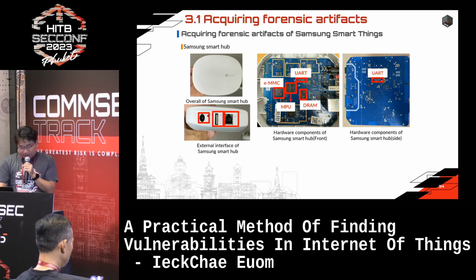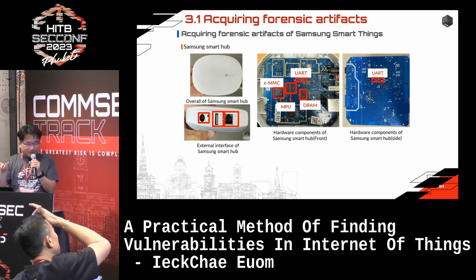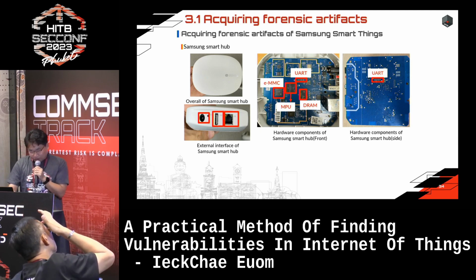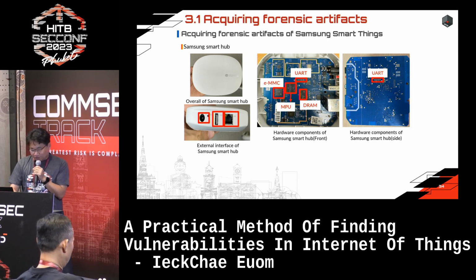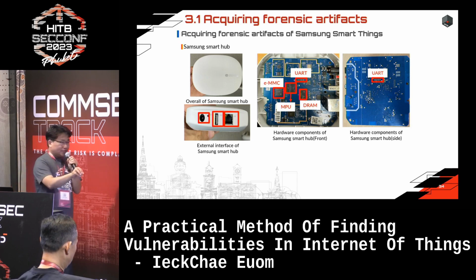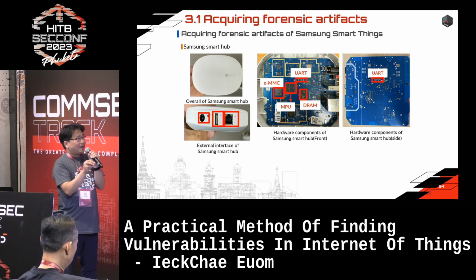This is a Samsung Smart Hub. This is the interface and appearance, and as you see, there are only three interfaces exposed: power, USB, and Ethernet. Open the cover, and you see some interesting interfaces: MPU, DRAM, and UART. So first we can extract it. You can access the shell by the UART.